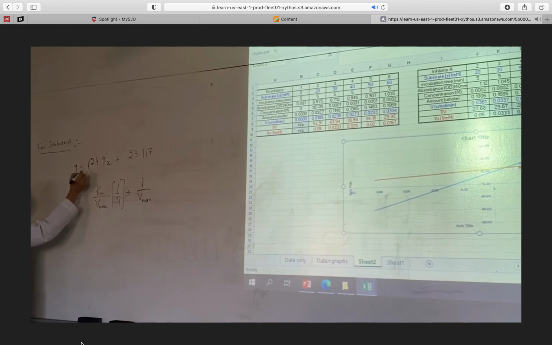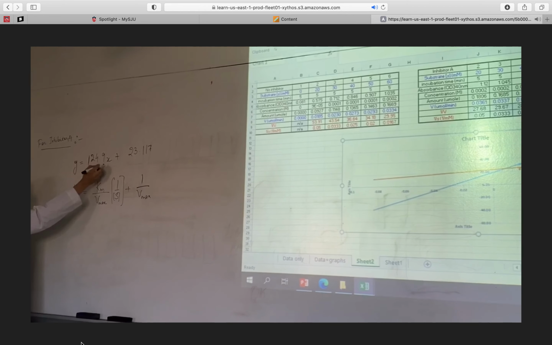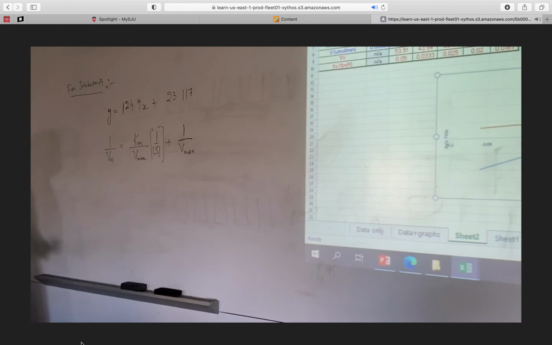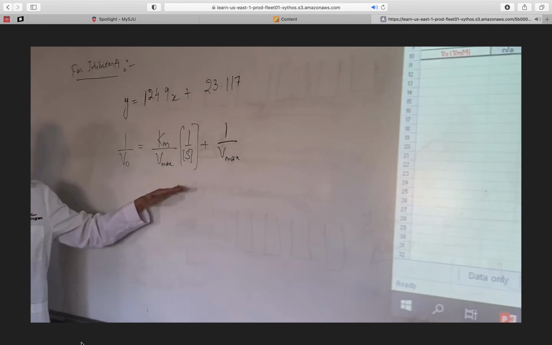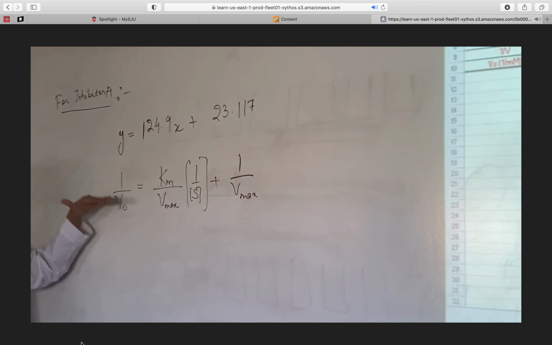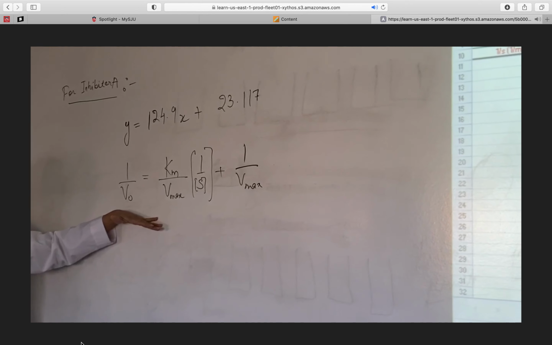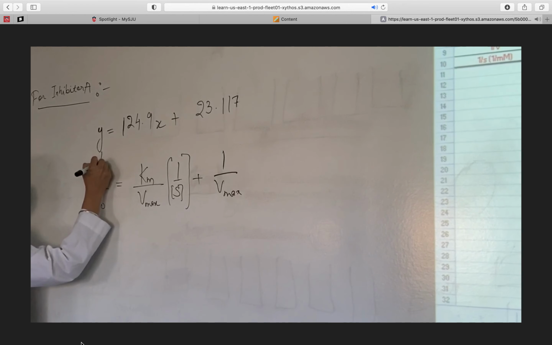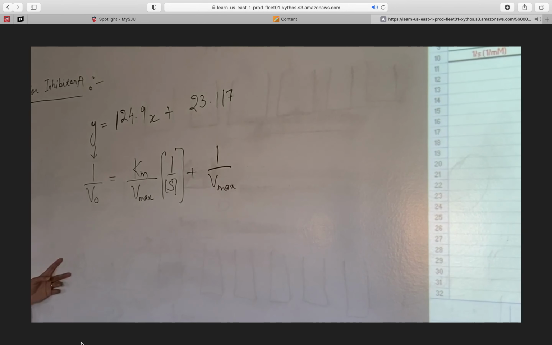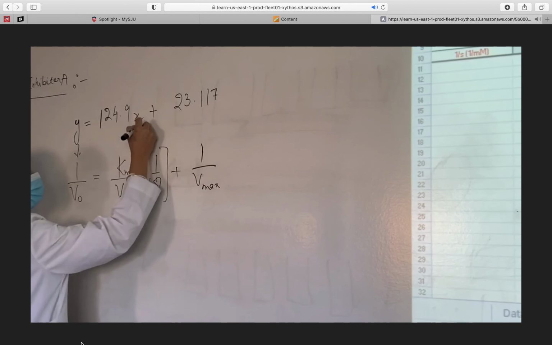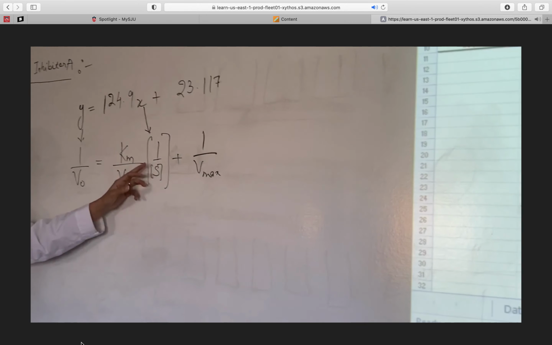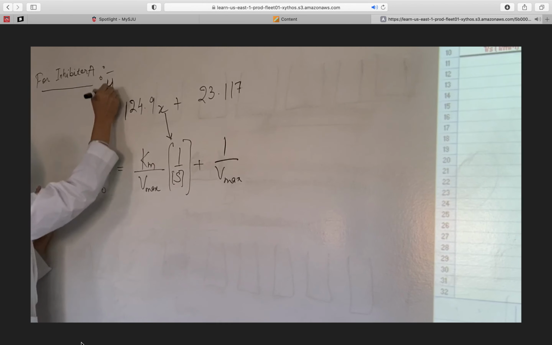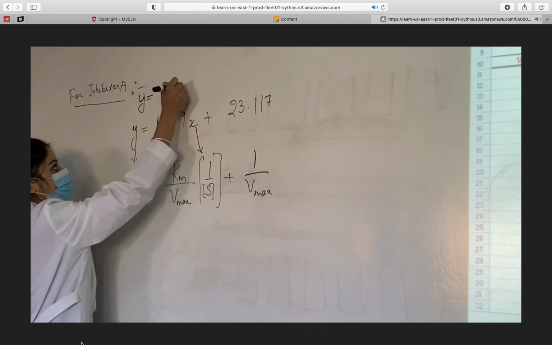So the equation is y equals 124.9x plus 23.117. This is the equation for inhibitor A, and if you remember, we have done how we can compare this graph with the Lineweaver formula. It says that y depicts 1 upon initial velocity, and x depicts substrate inverse.